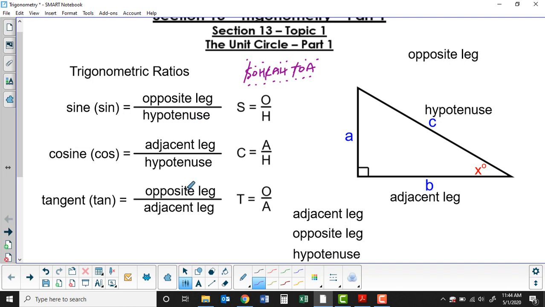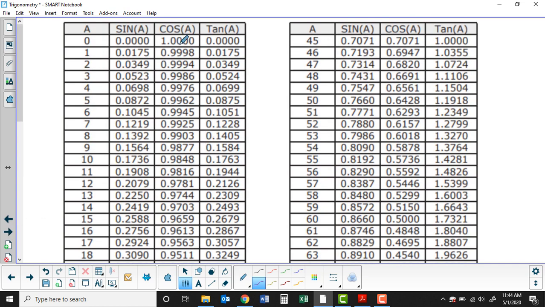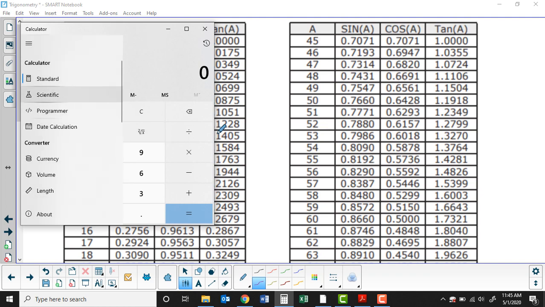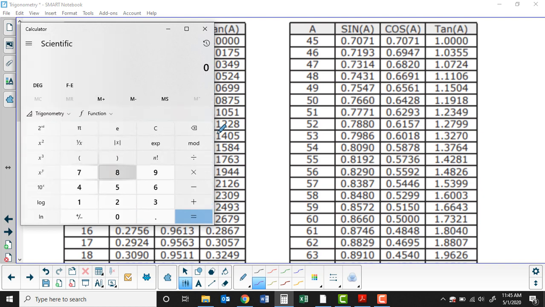Now, let's see how those work to find side lengths. I have a trig chart here, and I'm going to show you how to use this because it really does help with the calculator. But most of the time we use calculators now. We use trig charts when we have a regular old four function calculator, a standard calculator that doesn't have trig ratios. If I switch this over to scientific, look, I've got trig ratios on here. I've got sine, cosine, tangent. I can do stuff like that.